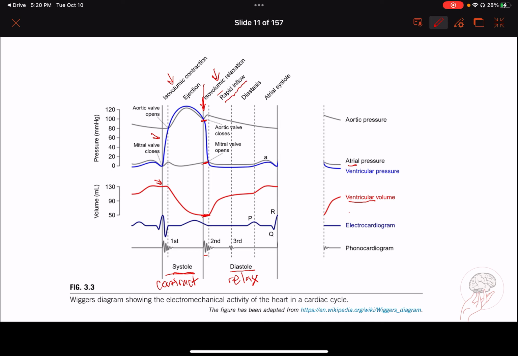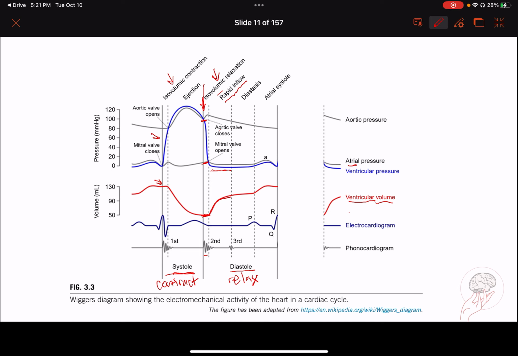Okay, so now we have rapid inflow. Let's look at what is happening to the ventricular volume during rapid inflow. In rapid inflow, what we see is that the volume in the ventricle is increasing, and that's because the mitral valve opens, the aortic is closed, so now the ventricle is filling with blood. If we look at the ventricular pressure, though, again, the pressure is still low because we're relaxed.